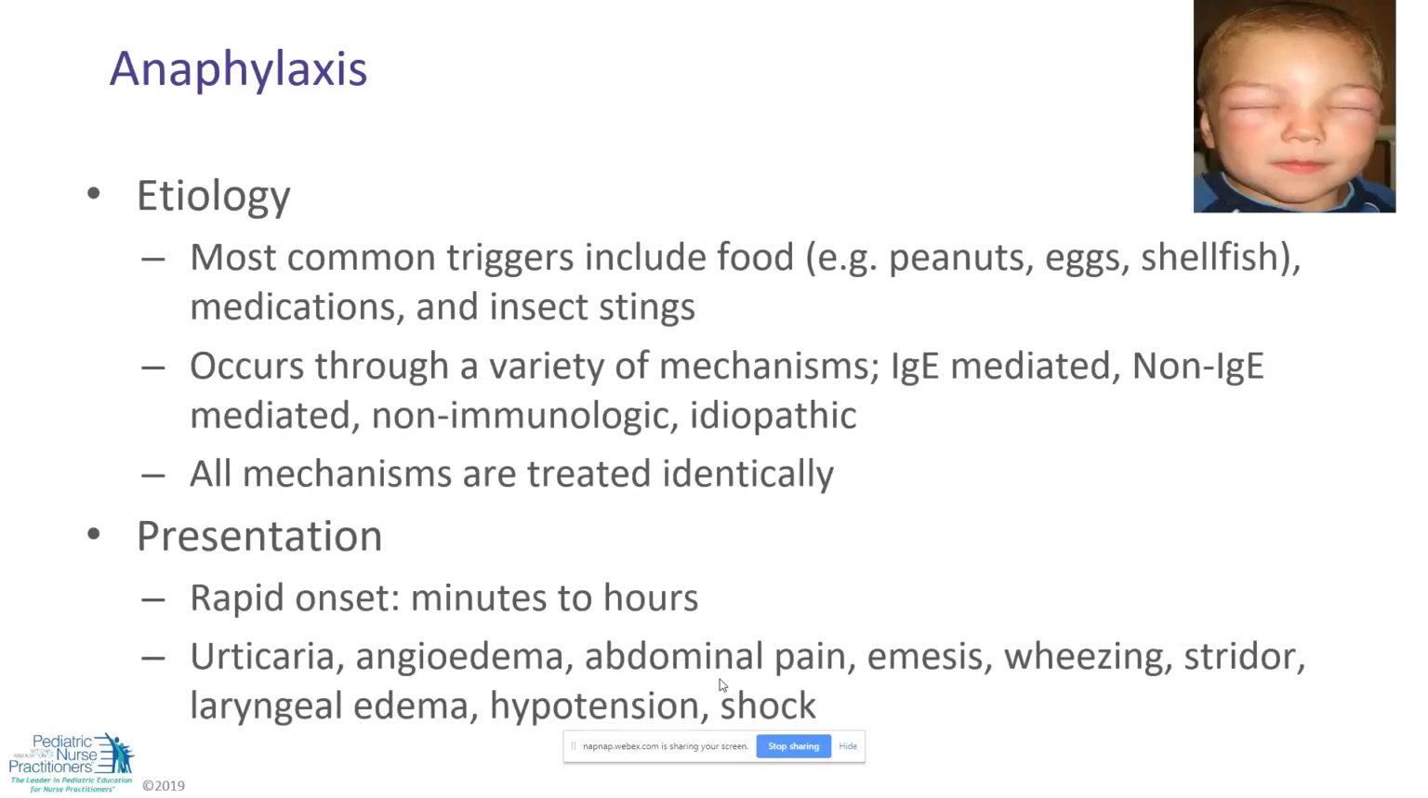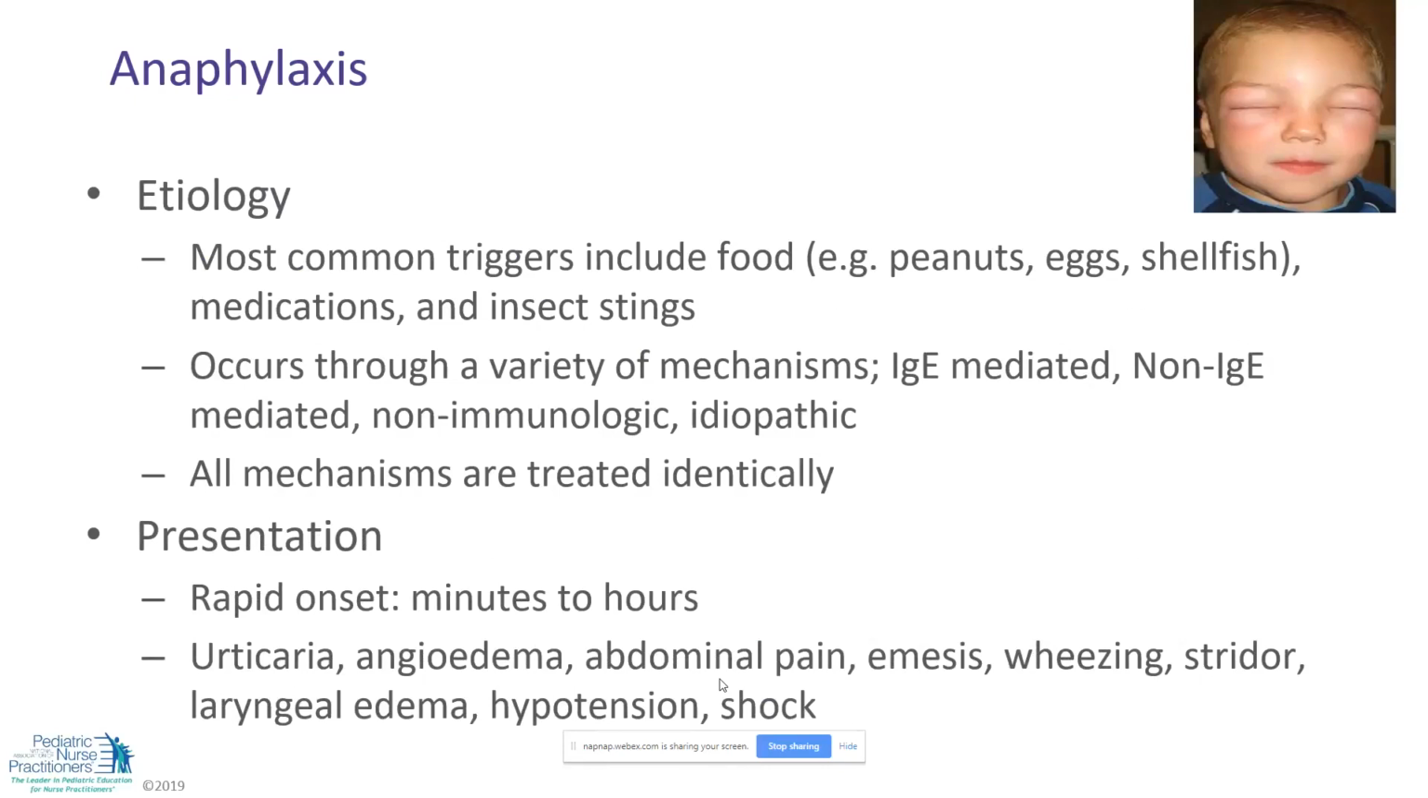Most common triggers include food, medications, and insect stings. There are a variety of mechanisms, and so you could have IgE-mediated or not. It could be non-immunologic, and it can also be idiopathic. It doesn't actually matter, and we don't even always tease that out because all of the mechanisms are treated identically.